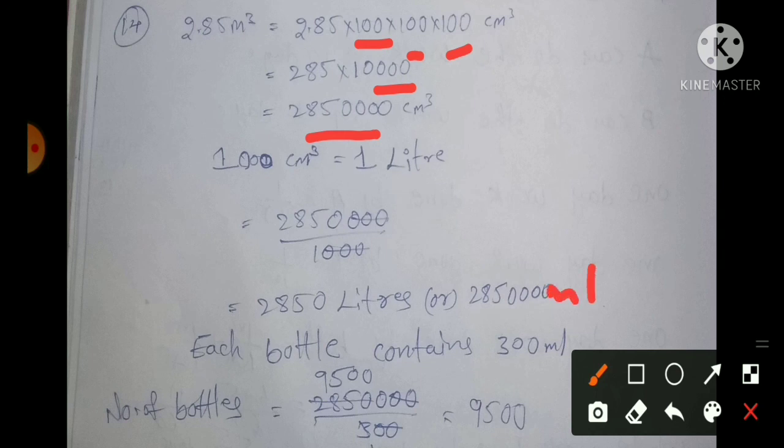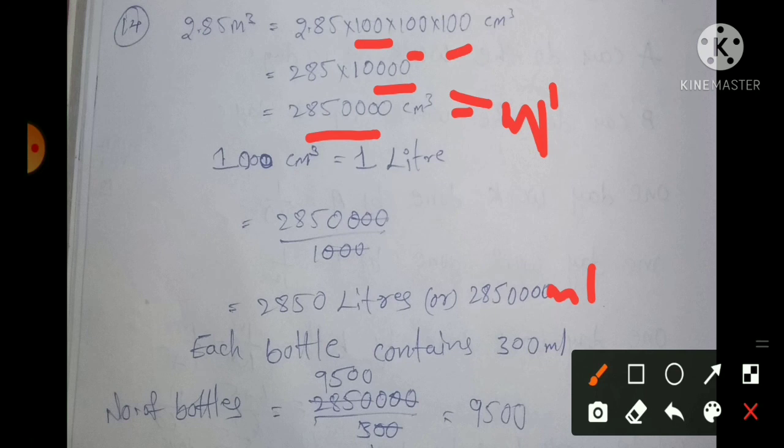Now each bottle contains 300 milliliters. So just divide 28 lakhs 50,000 by 300. You are going to get 9,500. So with the same capacity of the pot, 2.85 meter cube, we are going to fill 9,500 bottles of capacity 300 ml.